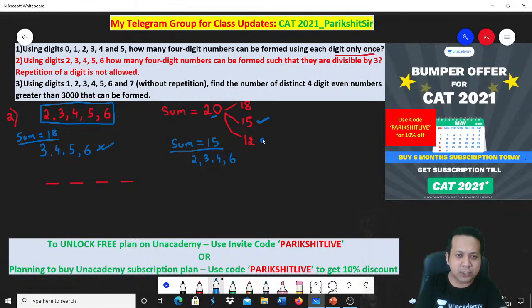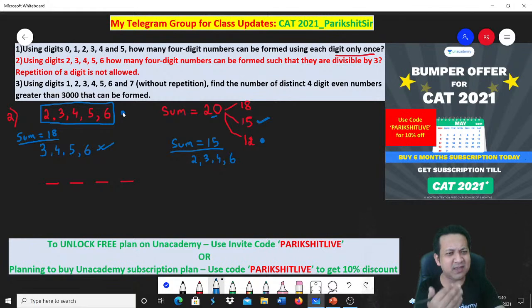Can you have the sum to be 12? Remember, if you have all the 5 digits, 2 plus 3 plus 4 plus 5 plus 6, the sum is 20. Can you make the sum 12? No. Why? Because if you have to make the sum 12 using 4 digits, you can exclude only 1. But if you have to exclude only 1, 20 minus 12, you have to exclude 8.